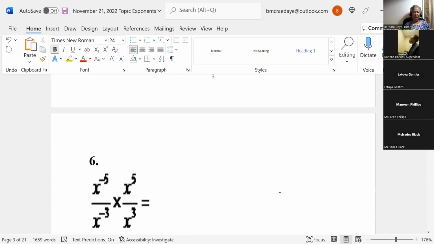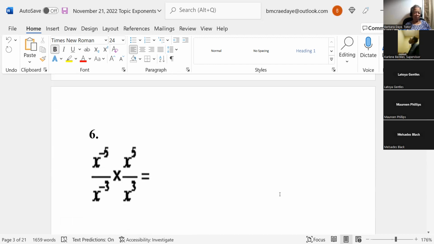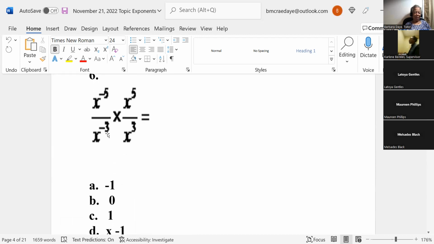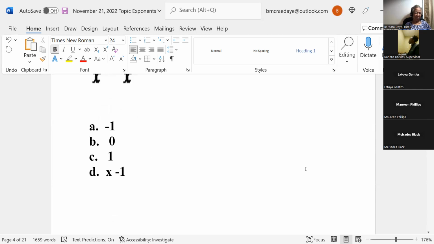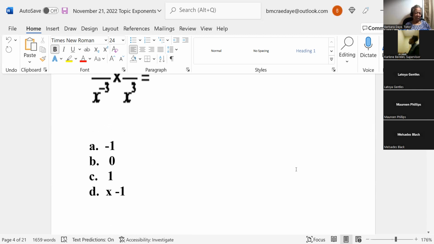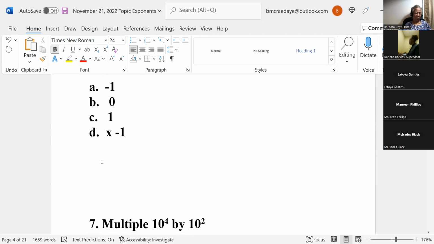Maureen did the first 5, Mercedes. Now your turn. Hope I can remember these. Well, this is a division, and this is a multiplication. So let's just do the division first. What's x to the minus 5? And I'll just put that here. X to the minus 5 divided by x to the negative 3. So let's just put that there. X, and that's to the negative 5. We'll just do them in steps. Okay, we'll do the division, then we'll do the multiplication.